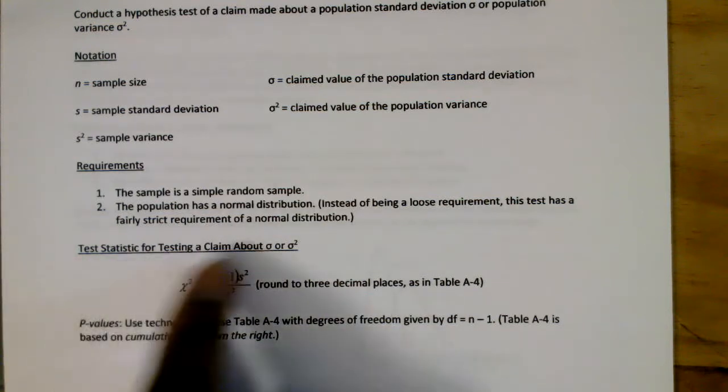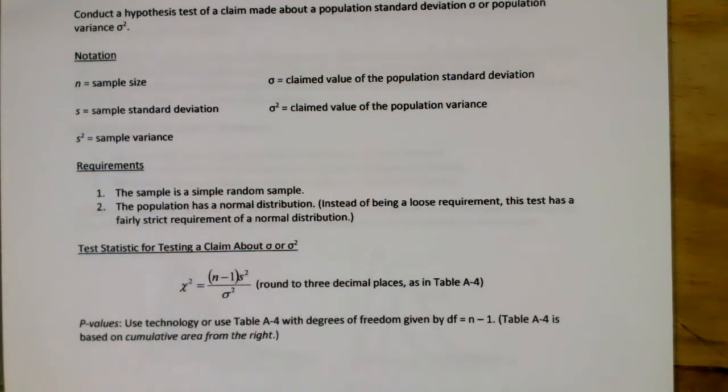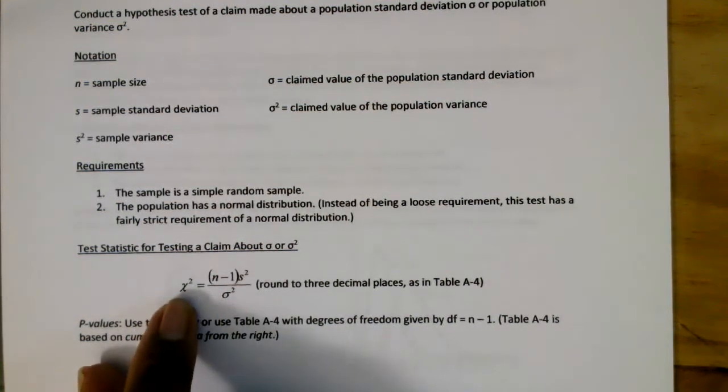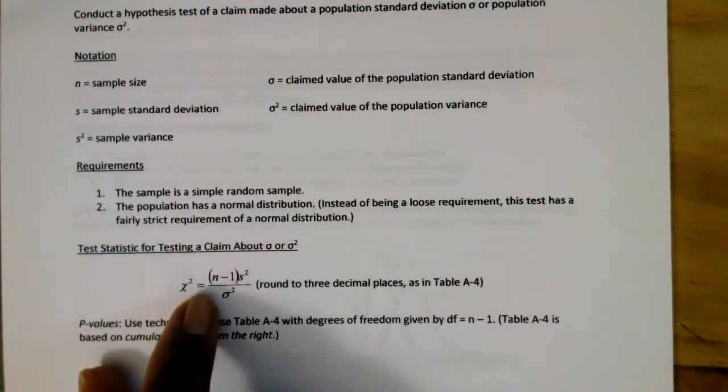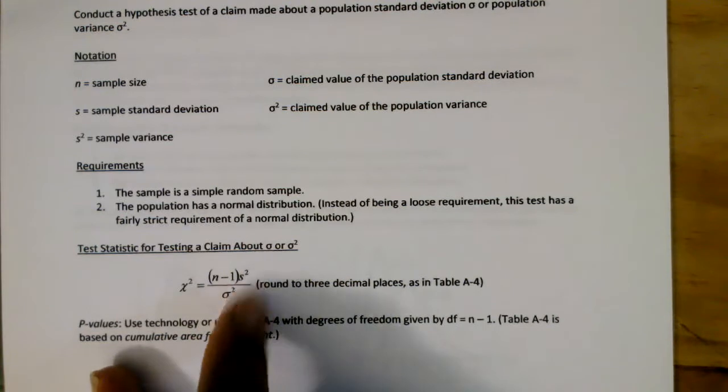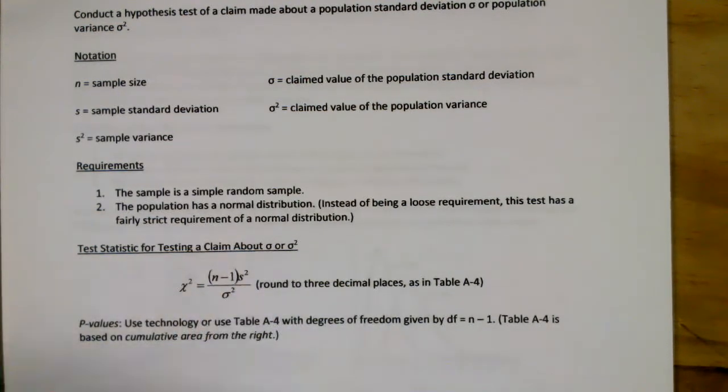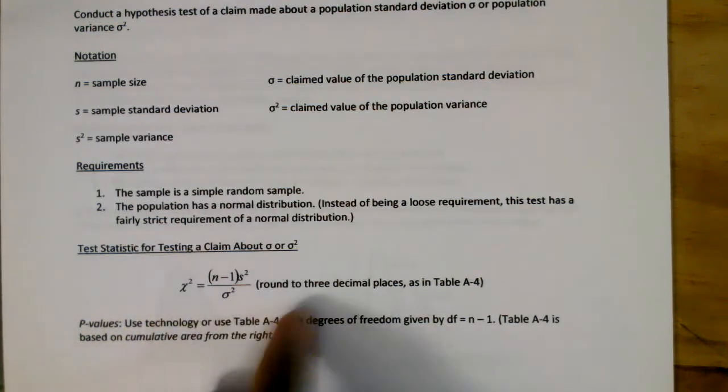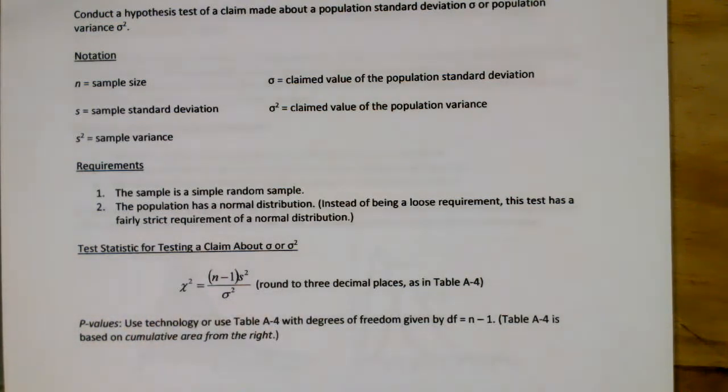And this is the test statistic that we will use for testing a claim about sigma or sigma squared, and that is the chi-square. Chi-squared will be equal to n minus 1 times the square of the sample standard deviation divided by the square of the claimed population standard deviation. Now our chi-square values, we're going to round to 3 decimal places as in table A-4.